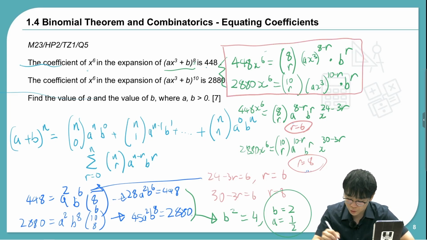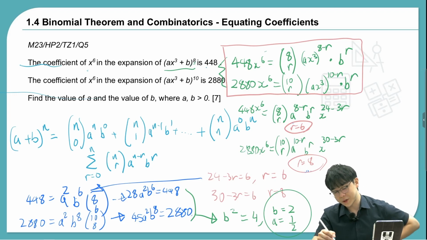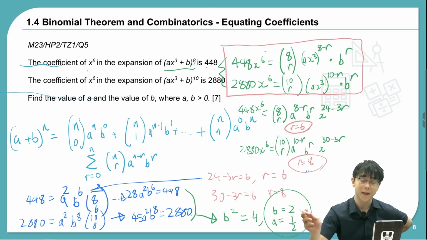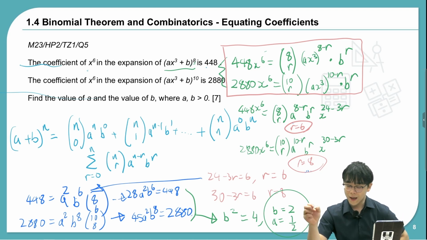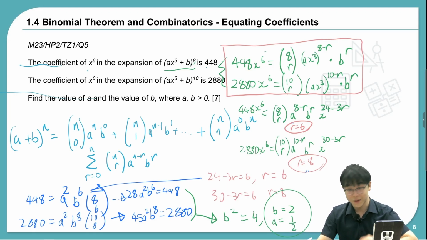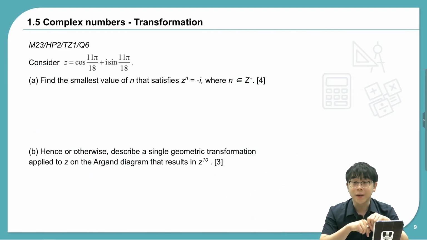Okay, so using the binomial theorem, we set up an equation that equals 448 x to the power of 6 and 2880 x to the power of 6. And you can figure out, based on the number of degrees of x, what your value of r is. Then you can substitute that value of r in to work out the values of a and b. Okay. So you just need to plug and play with your formula booklet and you should be good to go. Let's move on to number 6.